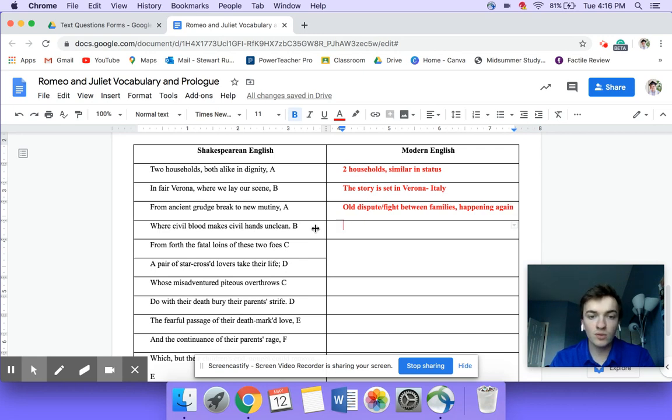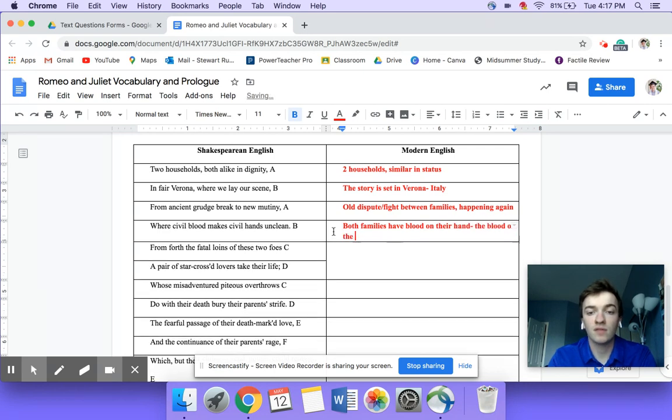Okay, "where civil blood makes civil hands unclean." If you know what the word civil means, if we consider the Civil War, that is the fighting between different parts of America, brother against brother. That's what we're considering here. So both families have blood on their hands, the blood of the other family. They're residents of Verona. They should be getting along. They live in the same place, but instead they want to fight and kill each other. So that's what that line means right there.